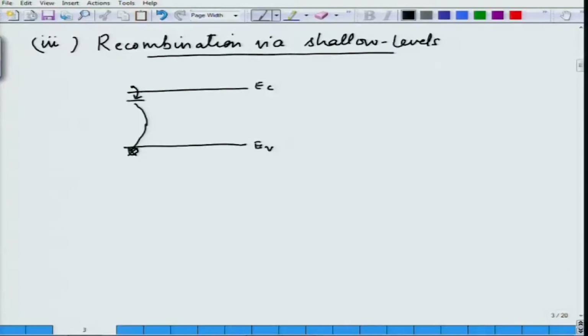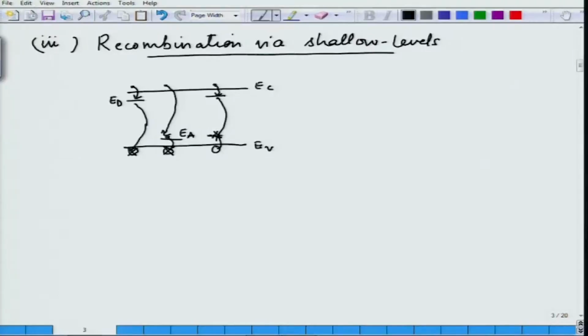Another option is also possible, that one has an acceptor level EA, and that can participate in the recombination, where the electron first comes to the acceptor level, and from here it goes to the valence band, and there is a recombination process taking place this way. There can be other combinations also possible, where you have two levels, the electron is captured here, the hole is captured by the acceptor level, and then finally there is a recombination event taking place here.